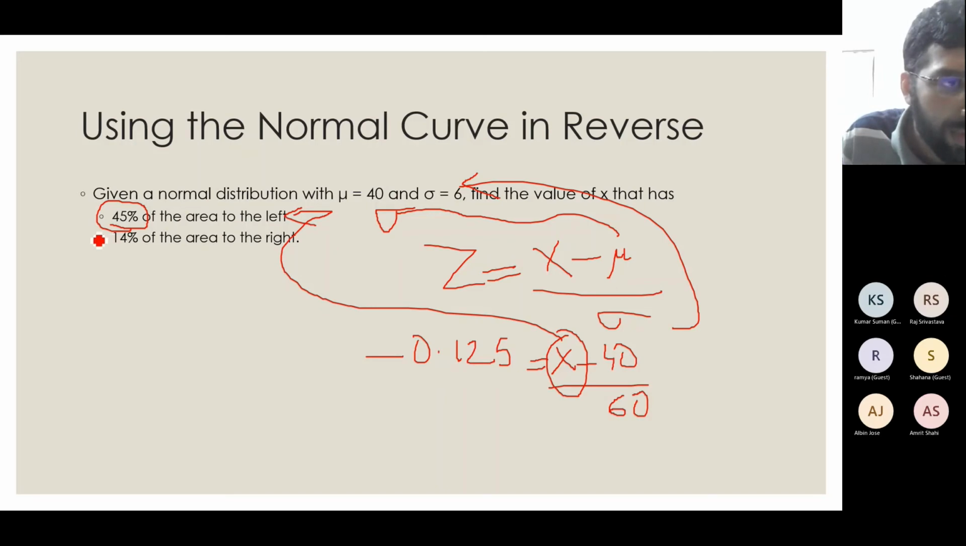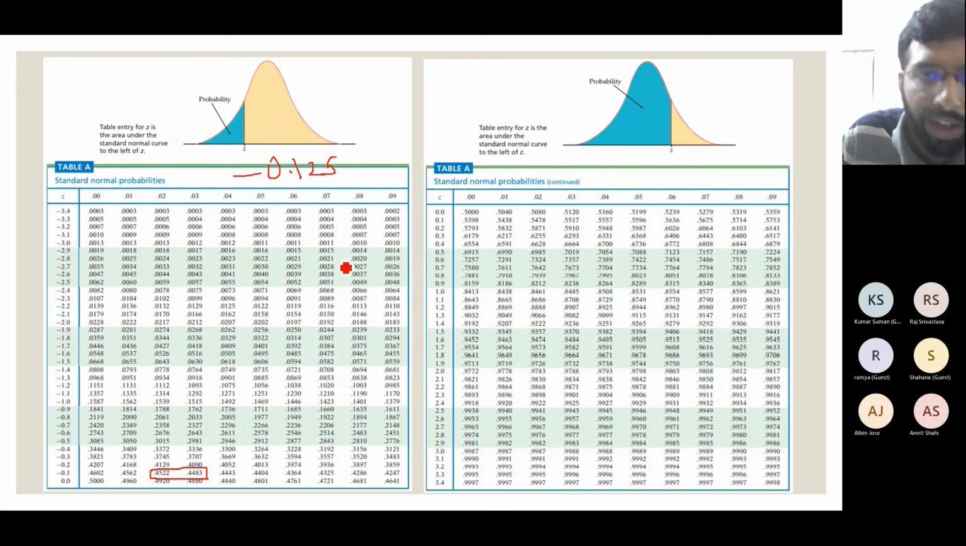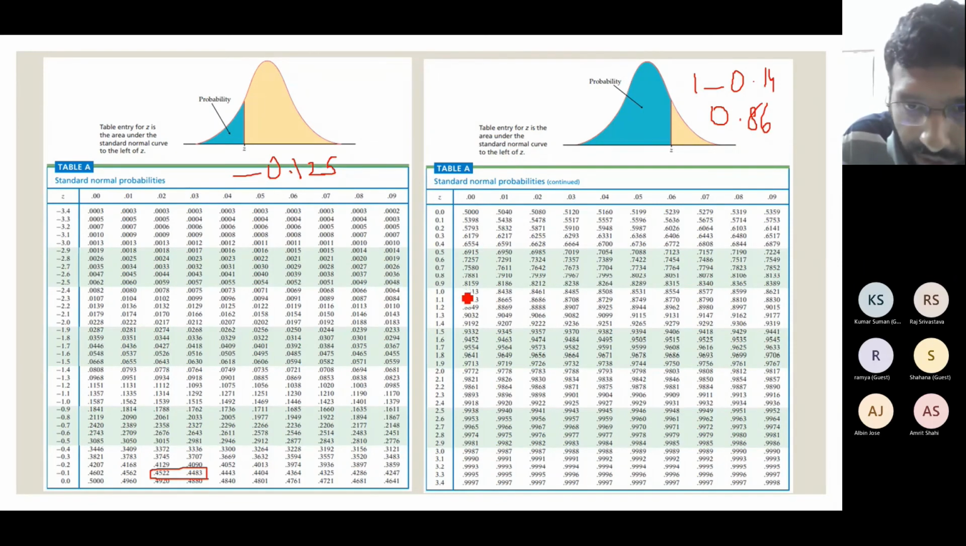Second part is 14% area to the right. So that also we have to do in a similar way. We have to find 1 minus 0.14. That is 0.86. So we have to find the probability 0.86 from the table. Where is 0.86? Somewhere here, right? So 0.86 we can assume like this, 0.8599. So we can assume it to be 0.86, right?